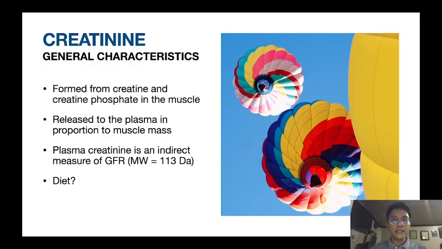So creatinine is formed from creatine and creatine phosphate in the muscle. Okay? It is formed from creatine and creatine phosphate in the muscle. So sa muscle siya na-form ang creatinine. 'Di ba ang urea, it will be formed in the liver, 'di ba? Pero ang creatinine, it is formed in the muscle from creatine and creatine phosphate. So it will be easy to say na it is in proportion to the muscle mass.